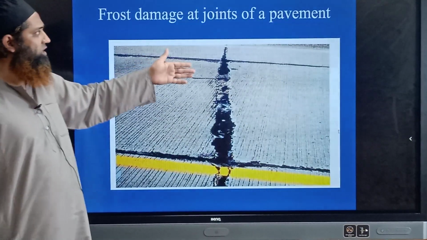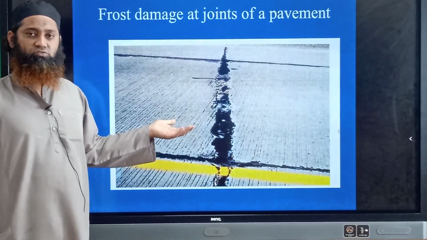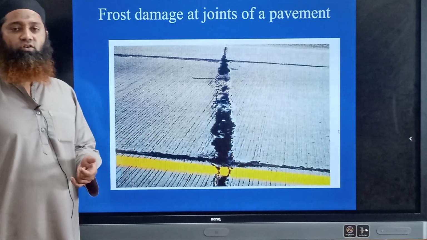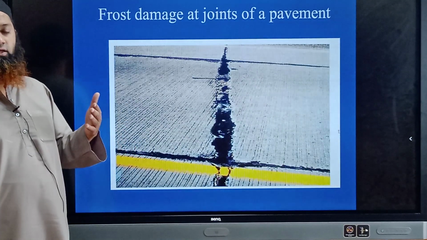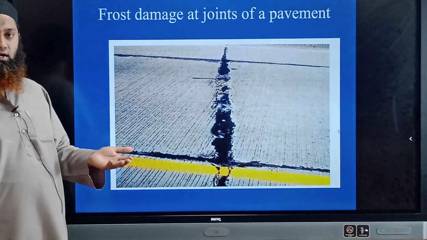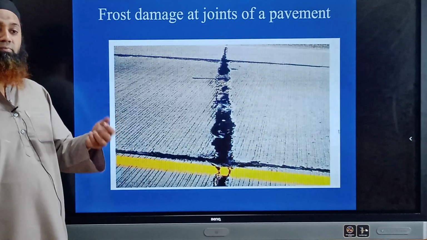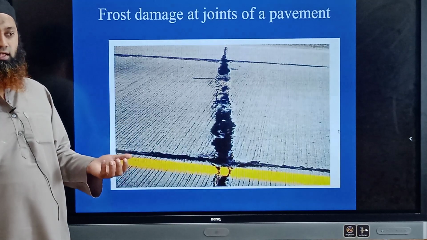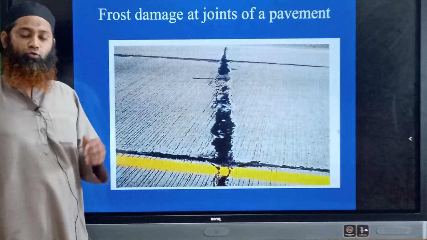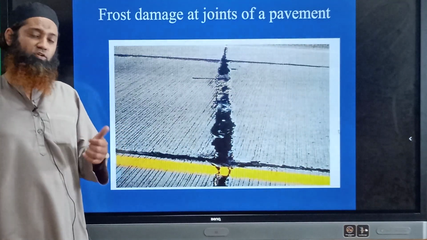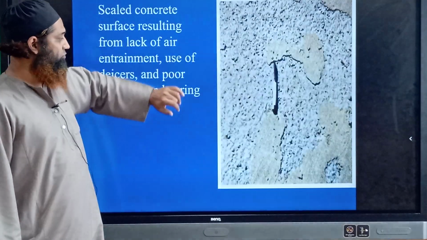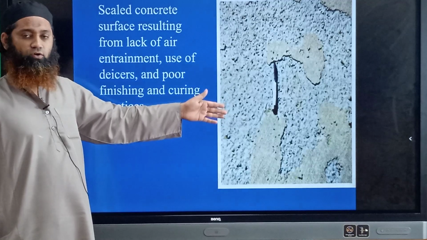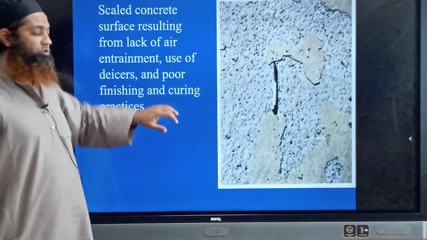We had seen how frost damage takes place because of the non-existence of air entraining bubbles in the concrete, where we go for those admixtures with which air bubbles can be induced into the concrete. Thereby it can reduce the frost damage to the concrete. We also saw frost induced cracking near joints, how they are formed, and the scaling of concrete, how this happens. All this was seen.